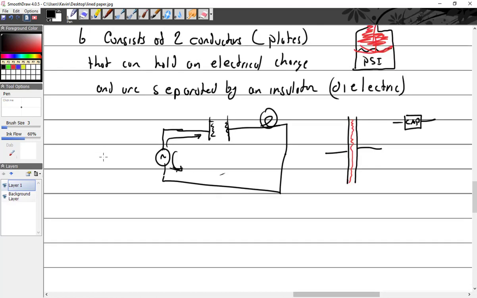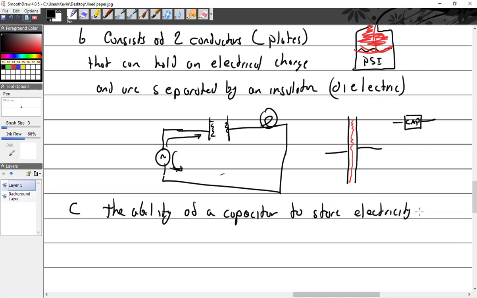The ability of a capacitor to store electricity is known as capacitance, and is measured in farads.